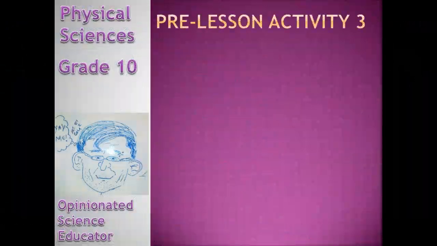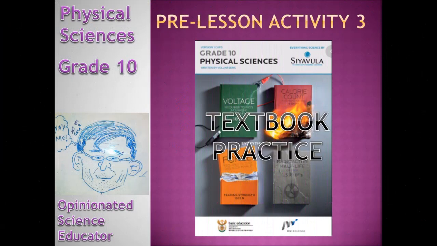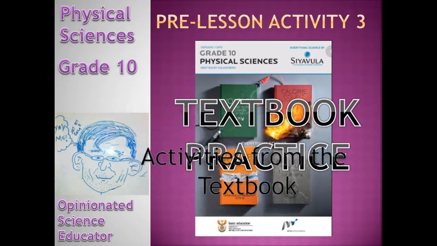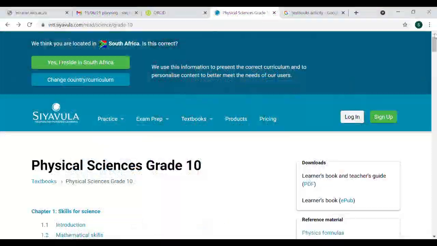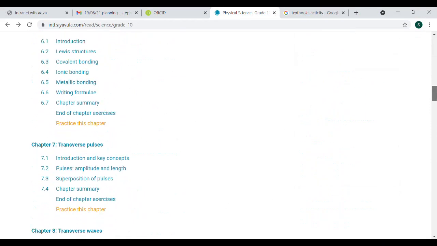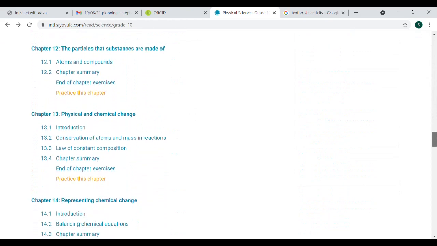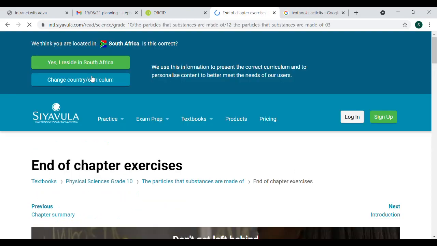Time now to do the final pre-lesson activity. This is textbook practice, where you have to do an activity from the textbook. So, using the Siyavula, Everything Science, Grade 10 on the website, find the chapter, the textbook, go down to chapter 12 and click on the end of chapter exercise. Now I would like you to do just three activities.